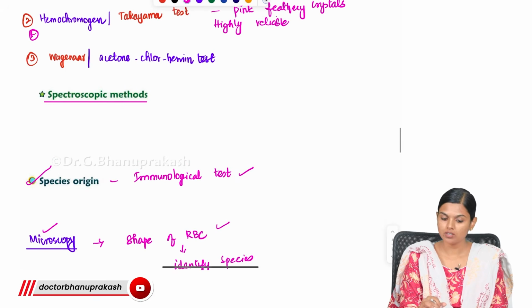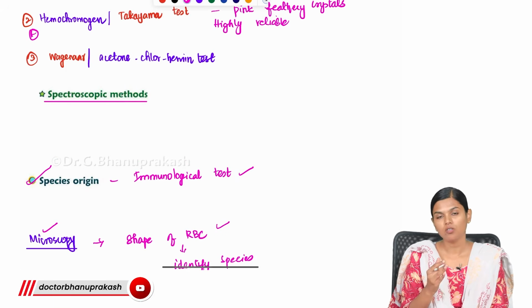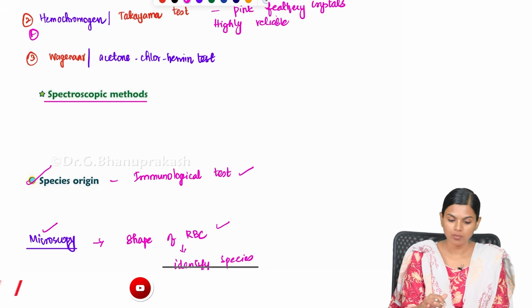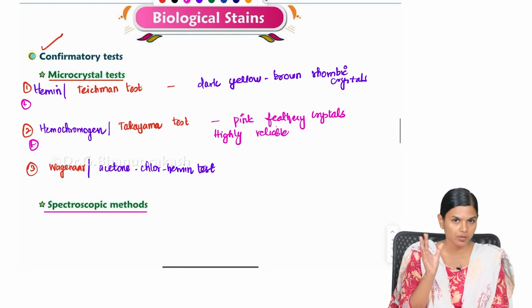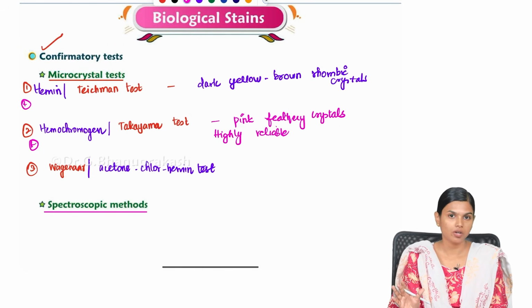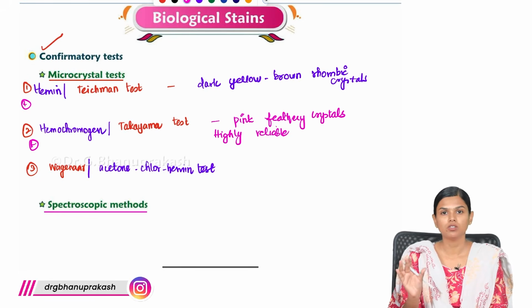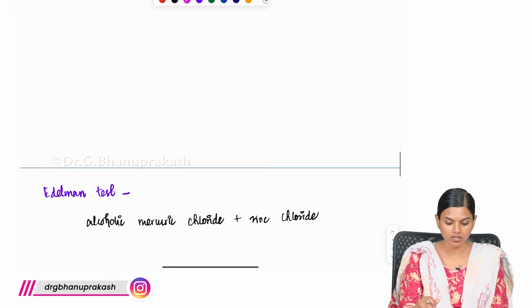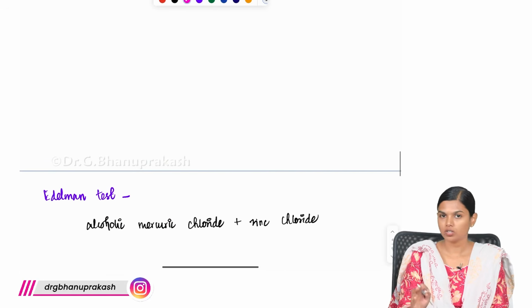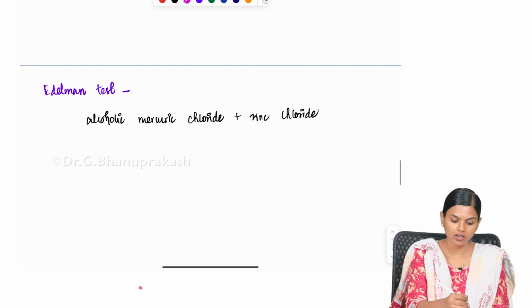For seminal stain, there was no presumptive or confirmatory test. We simply had few tests, immunological tests, used for species identification. But in case of blood, you had presumptive test, then confirmatory test, and then species origin test. So these are the important aspects of blood stains that we have to know. Seminal stains and blood stains are very important, and another one is Edelman test.